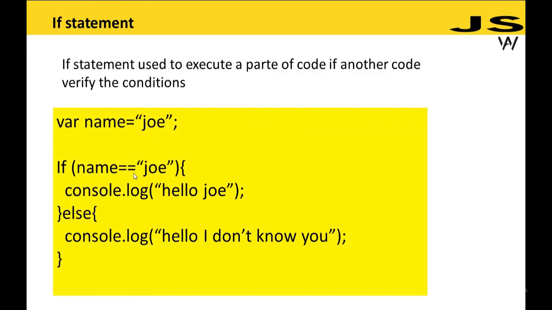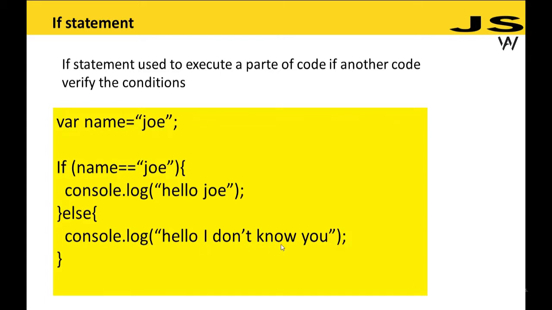Here I will put name equal. This is a comparison, not a declaration of a variable. In the declaration of a variable, we use just a single equal. But when we want to compare whether this variable name is equal to a value, Joey here, I can put anything here. I want to display hello Joey. Otherwise, I want to console log hello I don't know you.